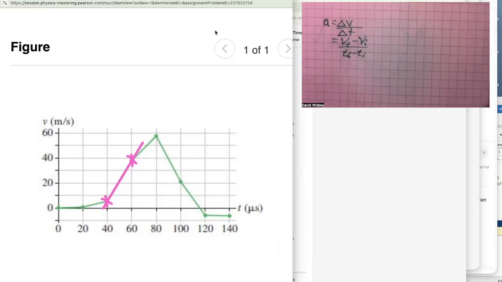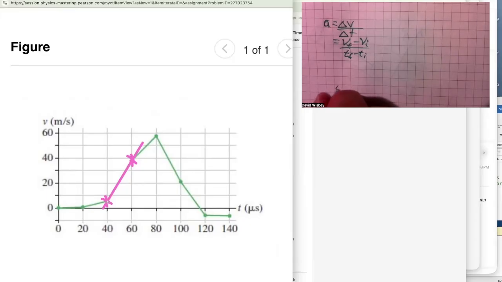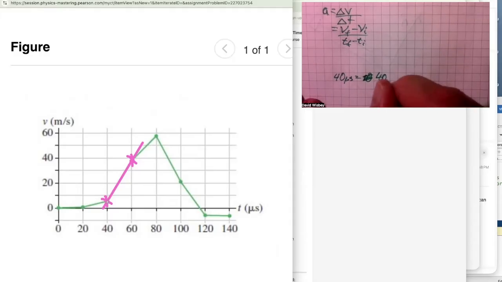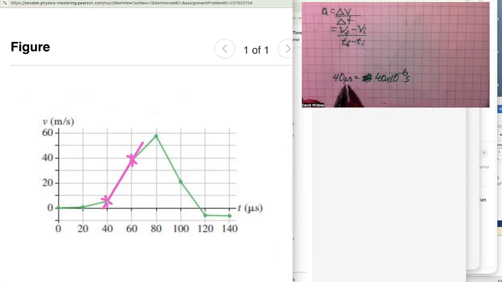I can look at my plot over here, and I can say that my first point, my x-axis is time, and that's going to be 40 microseconds. If you don't recall, 40 microseconds means 40 times 10 to the minus 6 seconds. That's a microsecond. So my first point is going to be 40 microseconds.